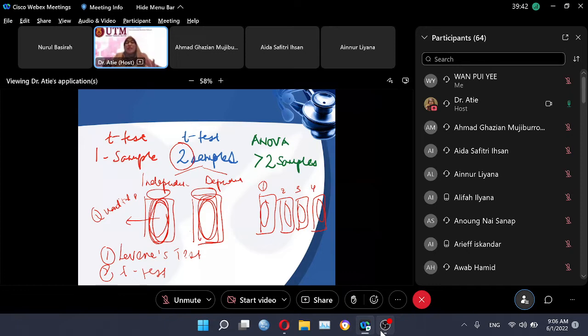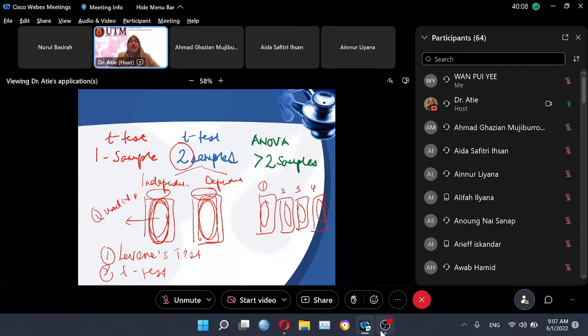Because we already know which one is good and which one is not good, right? So compare means we do it when we are not sure who is actually good, who is actually bad, or whether they are equal or what. So when we are not sure, that's the reason we do the data analysis.